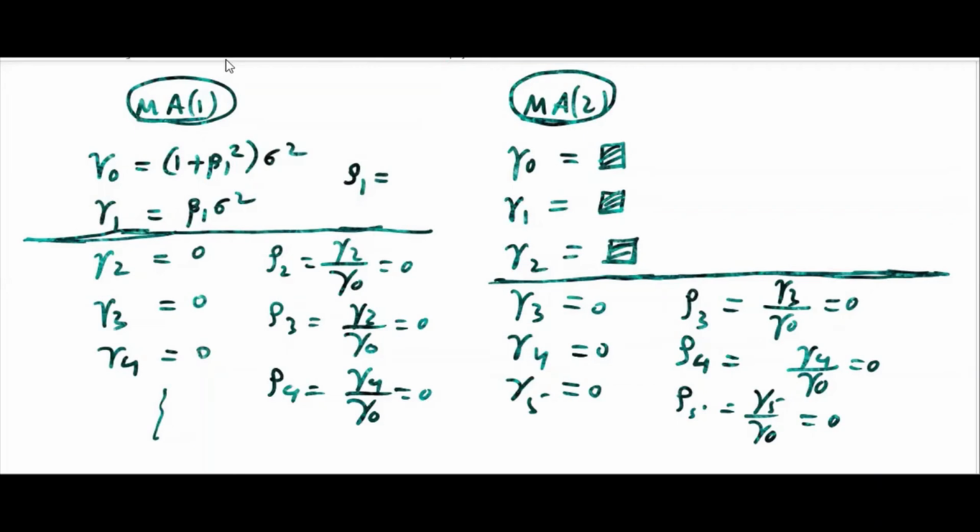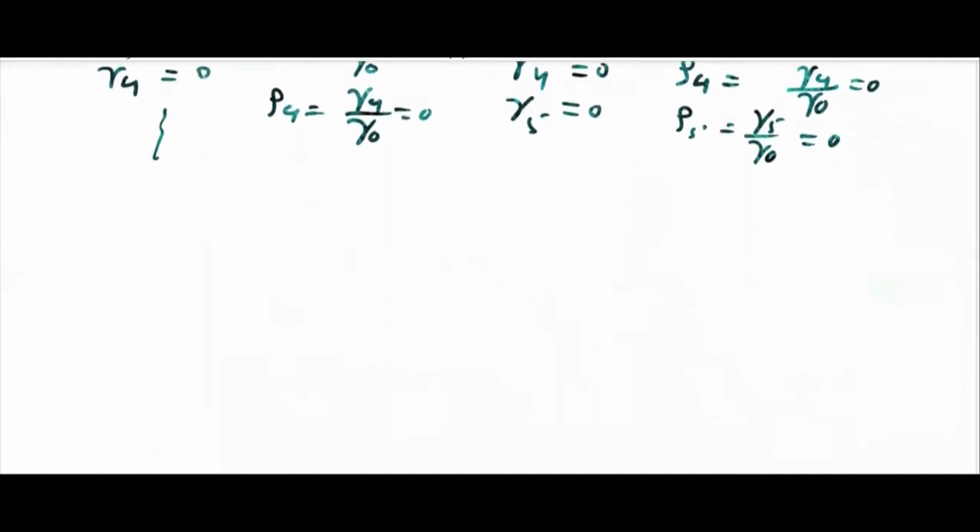Rho 1 will be, if you cancel sigma square on both sides, beta 1 divided by 1 plus beta 1 square. Okay, this is what you need to remember. And this is very important. The MA process is always stationary.